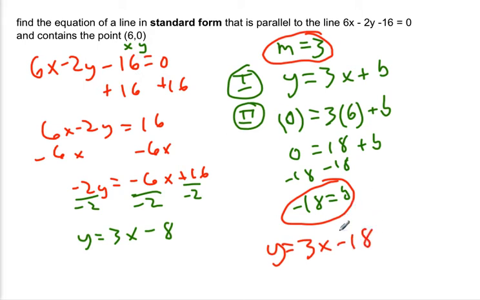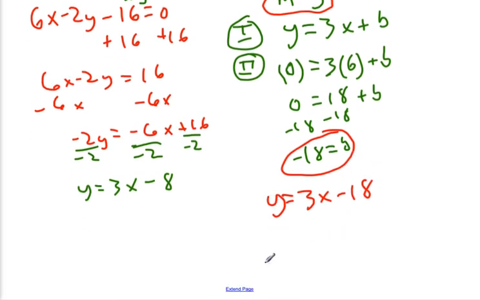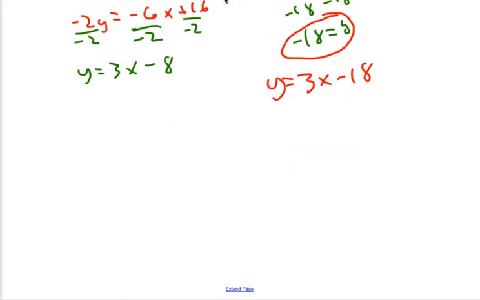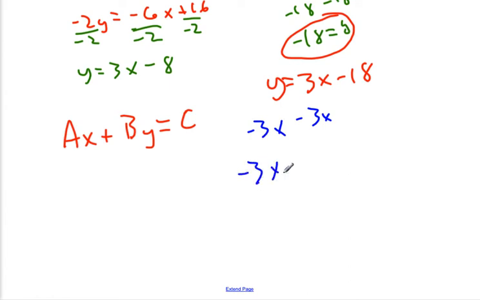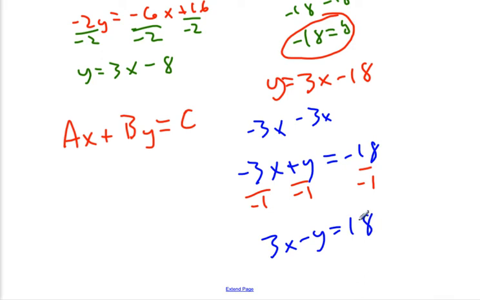We are asked to put this line in standard form. So let's put it into standard form. y equals 3x minus 18, and we want it to look like ax plus by equals c. So let's do that. Let's move the x over. So we need to subtract 3x from both sides. So we have negative 3x plus y equals negative 18. And now we need to make the x term positive. So we'll divide by negative 1. And we will end up with 3x minus y equals 18, and that is now in standard form.